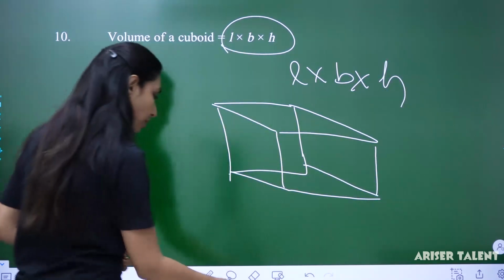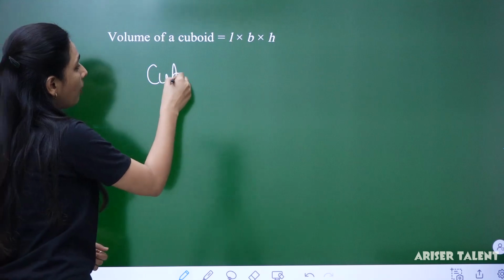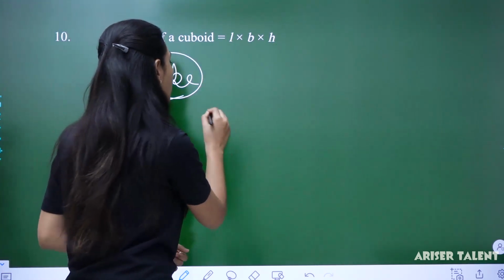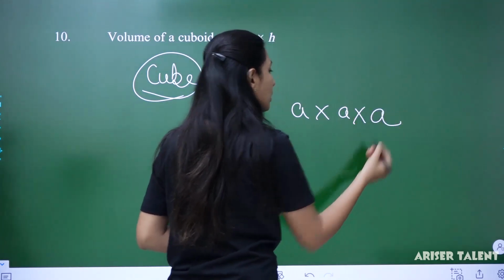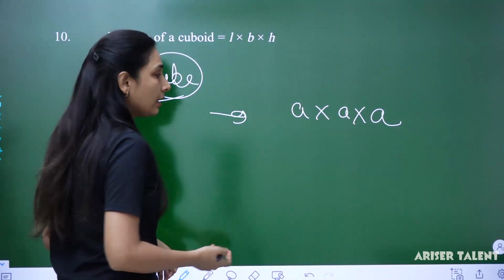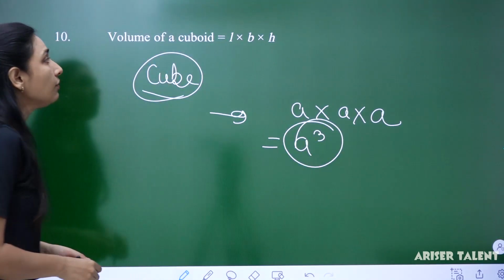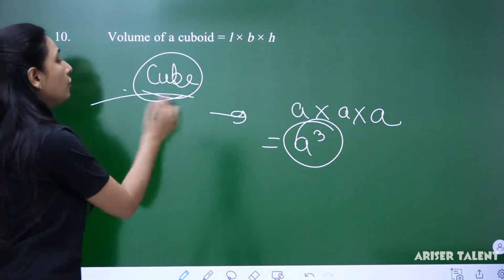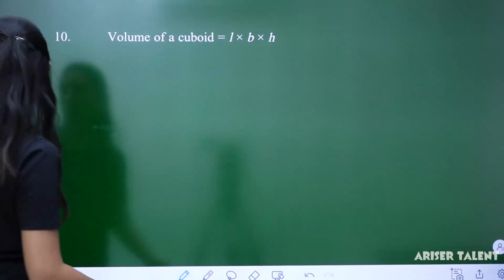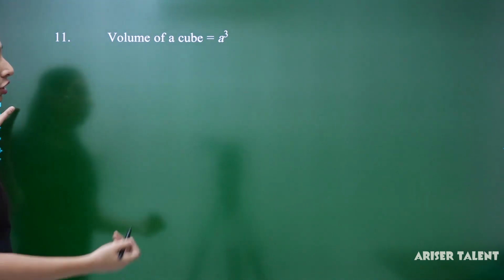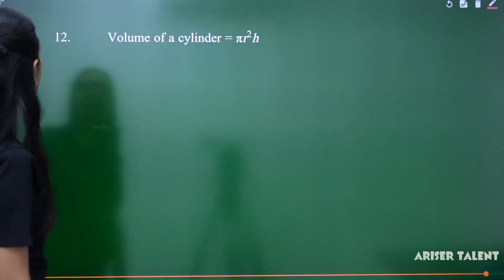And if you talk about the volume of a cube, that will be simply A multiplied by A multiplied by A, because these three dimensions are equal in that, so that will be A cube. So the volume of a cube will be A cube. Okay, as you can see here, volume of cube is A cube.